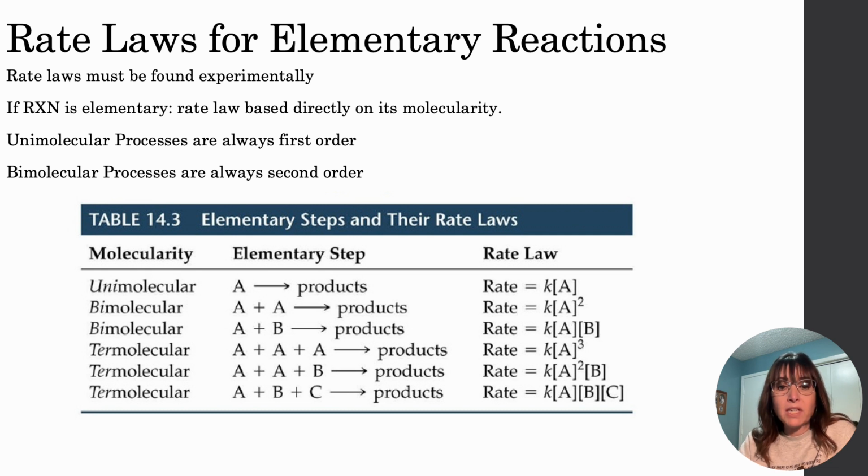Rate laws are found experimentally. And if a reaction is elementary, that's just one step in a mechanism, the rate law can be based directly upon that and its molecularity. Unimolecular processes are always first order because it's just one thing. Bimolecular is going to be second order because there's two things. And if you look at that chart, those are all the different options you can get for uni, bi, and termolecular. Again, termolecular, very rare, not very likely that three molecules are going to collide in the right orientation with enough energy. But it's pretty easy to write a rate law from that slow step.